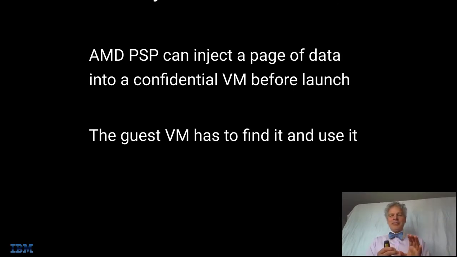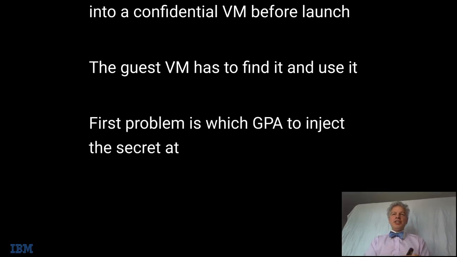Particularly as if you look at main memory, the PFlash ROM that you inserted into the virtual machine and tested is now going to be uncompressed all over main memory, and you have to ensure that it doesn't trample all over the secret you're going to inject. So the first problem is to find a GPA which you can inject the secret at.